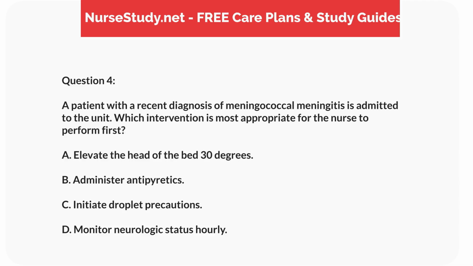Question 4. A patient with a recent diagnosis of meningococcal meningitis is admitted to the unit. Which intervention is most appropriate for the nurse to perform first? A. Elevate the head of the bed 30 degrees. B. Administer antipyretics. C. Initiate droplet precautions. D. Monitor neurologic status hourly.